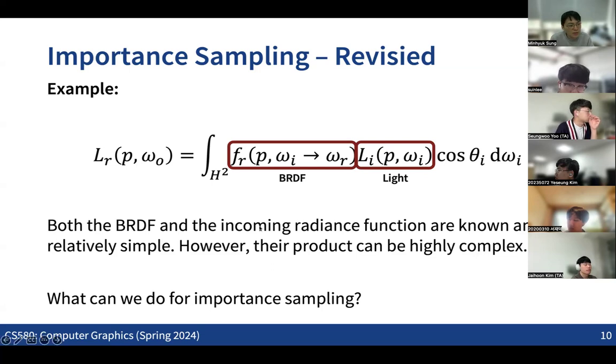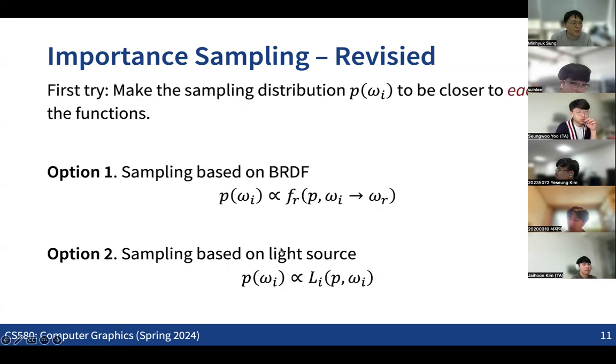One of the things we can think about is that we know these two components, and these two functions are relatively simple. So let's think about making a sampling distribution which is close to each of the functions, which means that we can define a sampling distribution function which is proportional to either the BRDF or the light source, right?